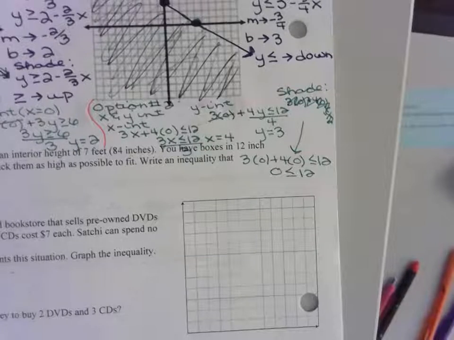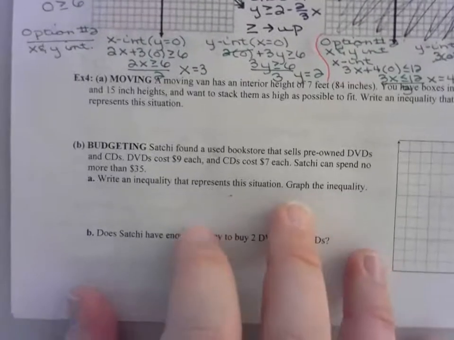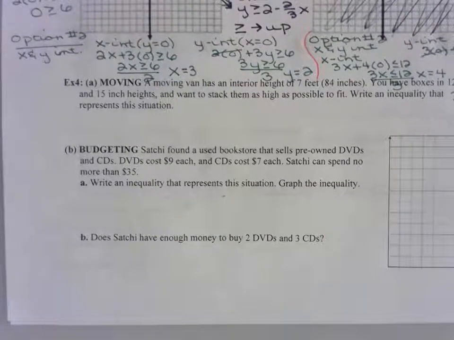No. Okay, let's look at a couple story problems. Okay, let's look at example 4. You'll be fine. Example story problems. A moving van has an interior height of 7 feet, which is 84 inches. You have boxes in 12-inch heights and 15-inch heights and want to stack them as high as possible to fit. Write an inequality that represents the situation. We're not graphing this, we're just writing an inequality.